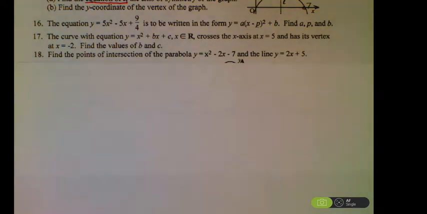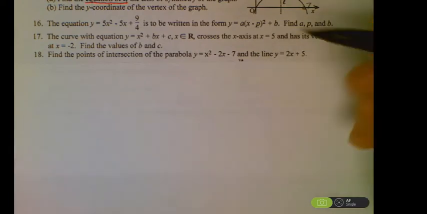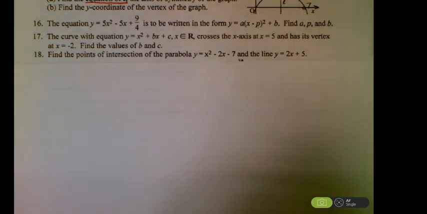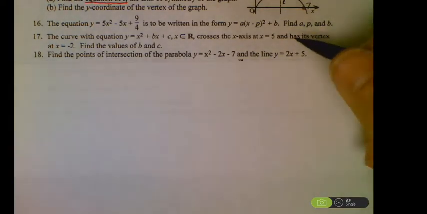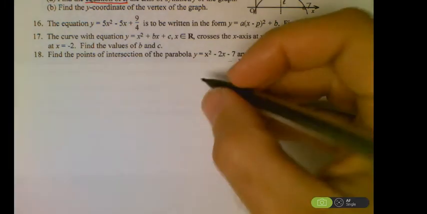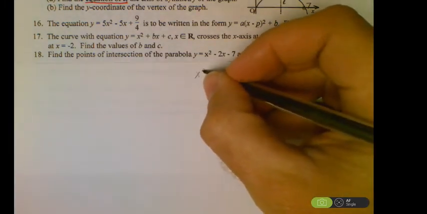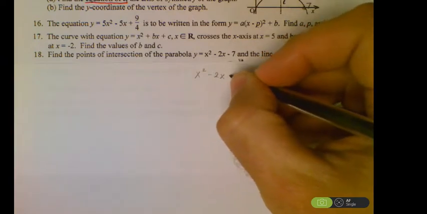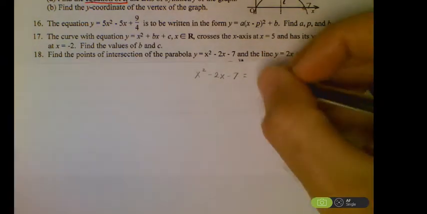If you were in a case where you couldn't use a calculator because some test settings are non-calculator, if that were the case, we would just set this equal to this and solve the equation. So if I set x squared minus 2x minus 7 equal to 2x plus 5.